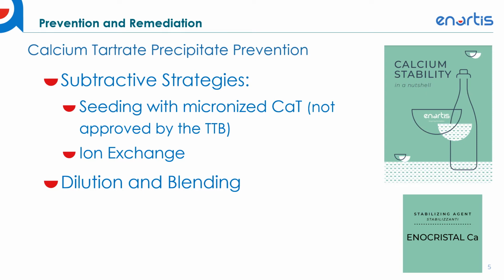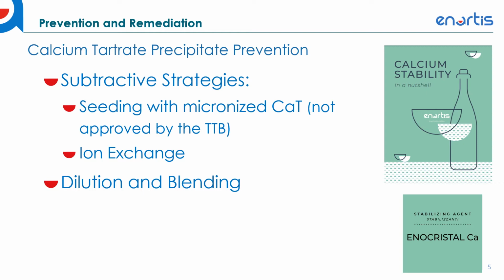Now, unfortunately, micronized calcium tartrate is not approved by the TTB as a treating material, but we do have some inhibitors which we can utilize as well. And those inhibitors of calcium tartrate include wine polysaccharides, yeast mannoproteins, gum arabic, and some organic acids, which can really help reduce the crystal formation of calcium tartrate.